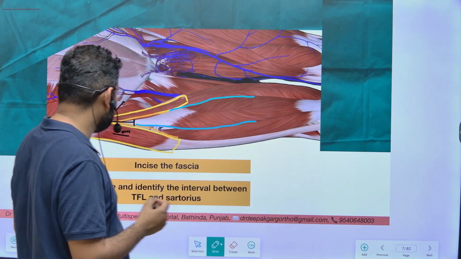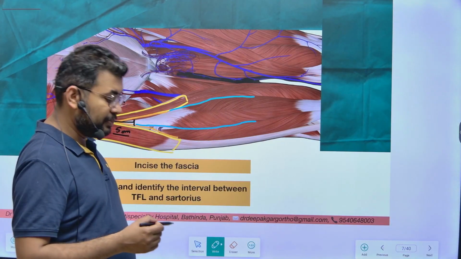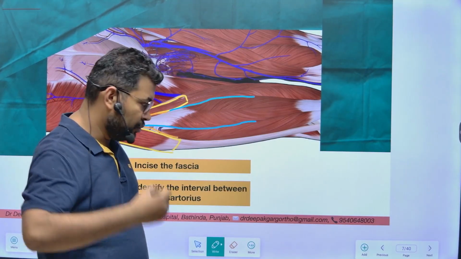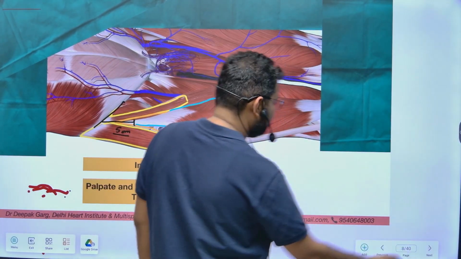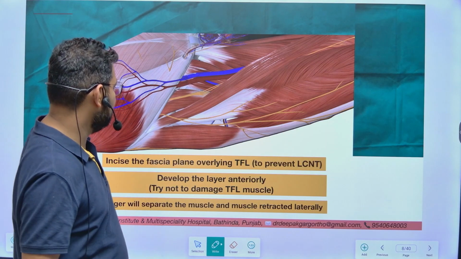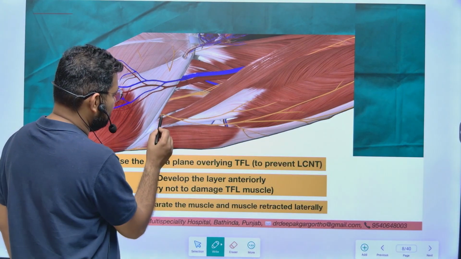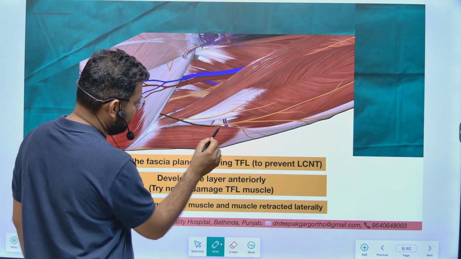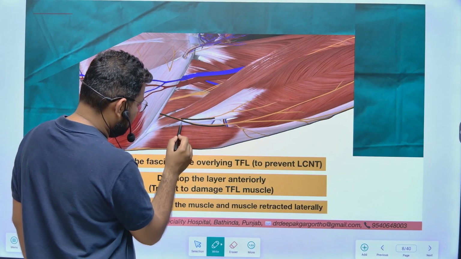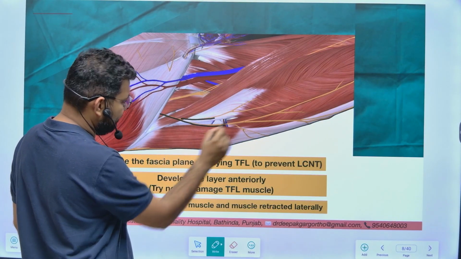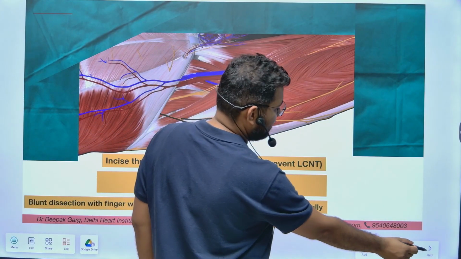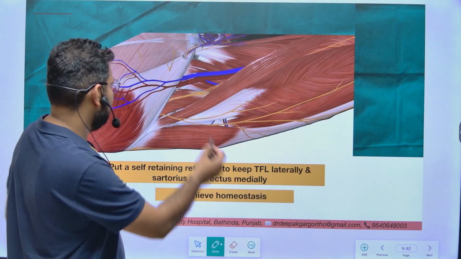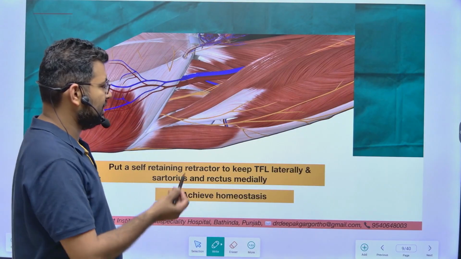So once we have this plane, we palpate this plane and we track the sartorius on the medial side, tensor fasciae lata on the lateral side. So once we do this, this is just to show this nerve. So this is sartorius and this is how this nerve is traveling. So we have to trace the gap, then we should go along the medial border of the tensor fasciae lata muscle, and we should know all these relations of the muscle.